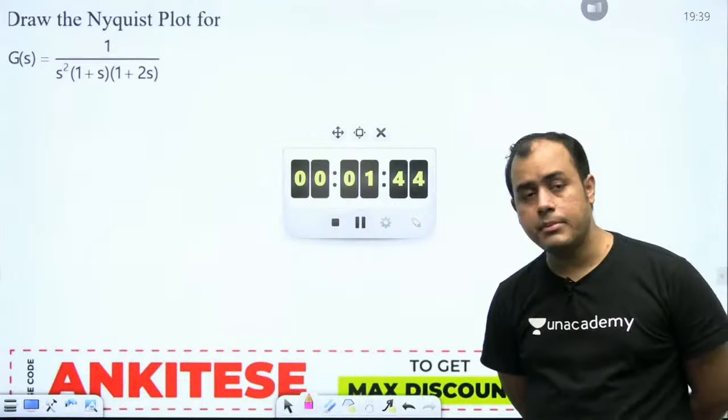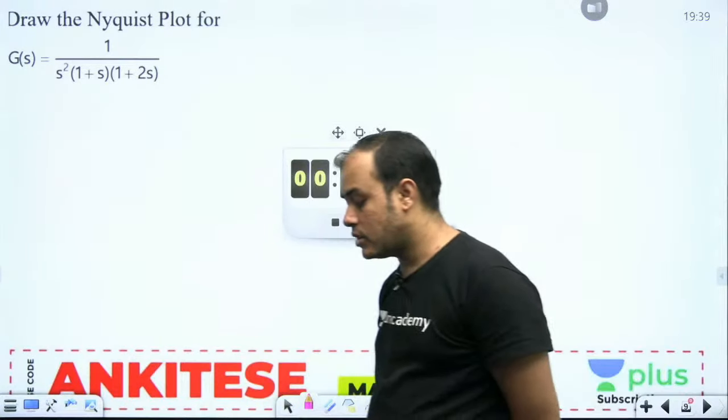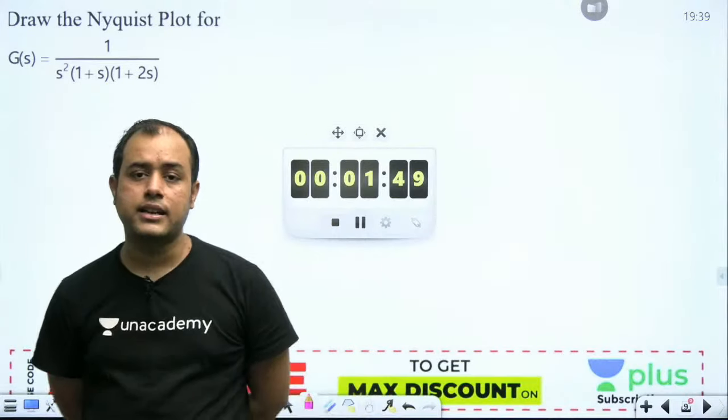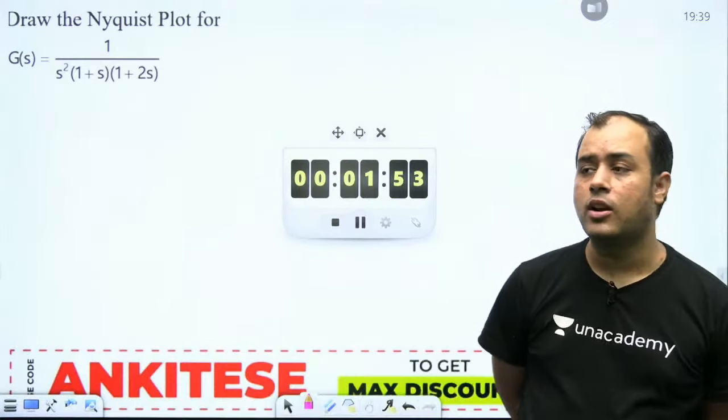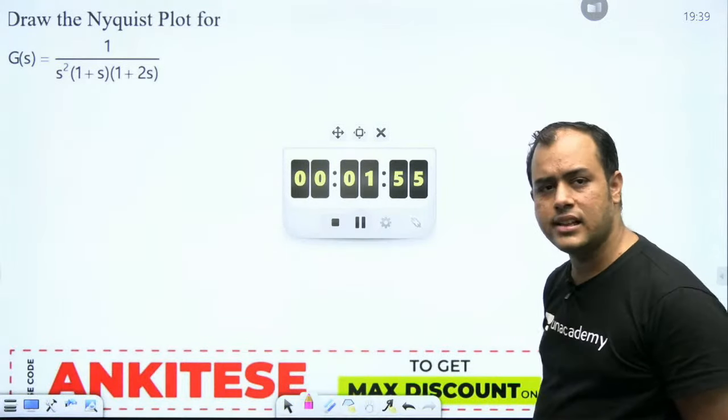Balaji, my brother, in the morning EDC is running. Okay, in the morning we are conducting instrumentation, and in the morning we are also conducting signals and systems.